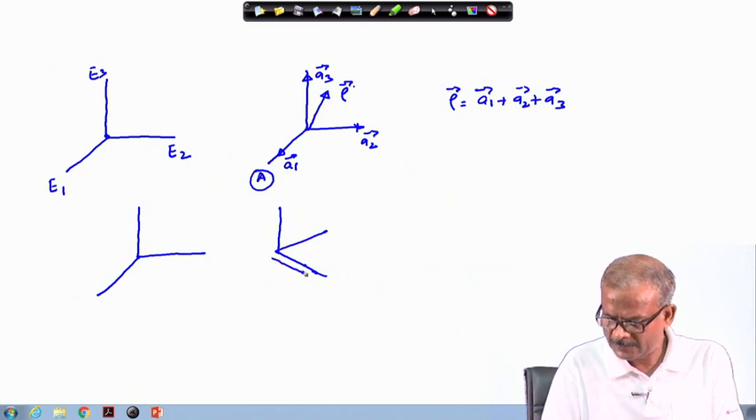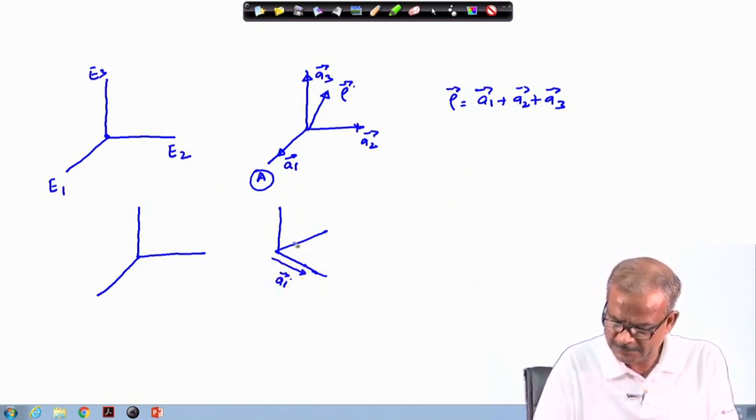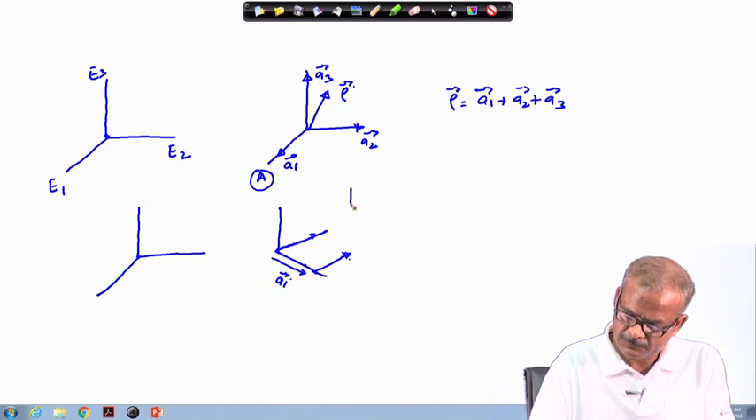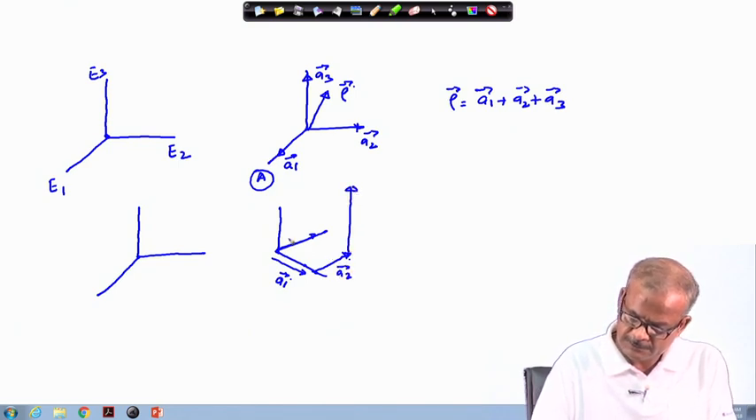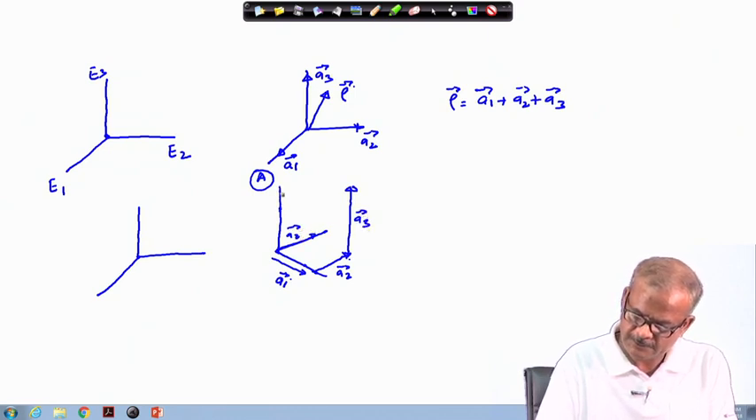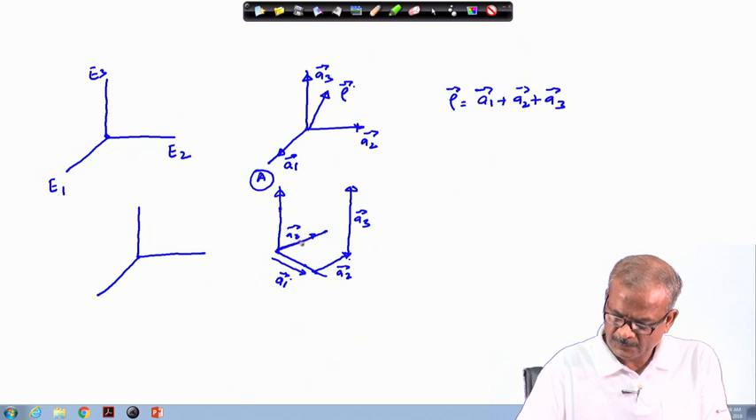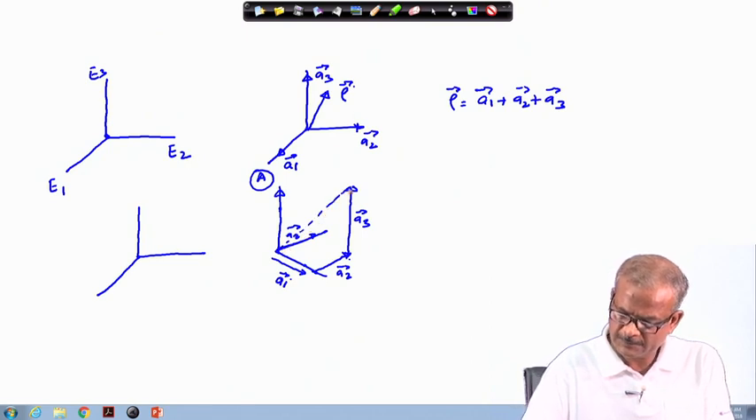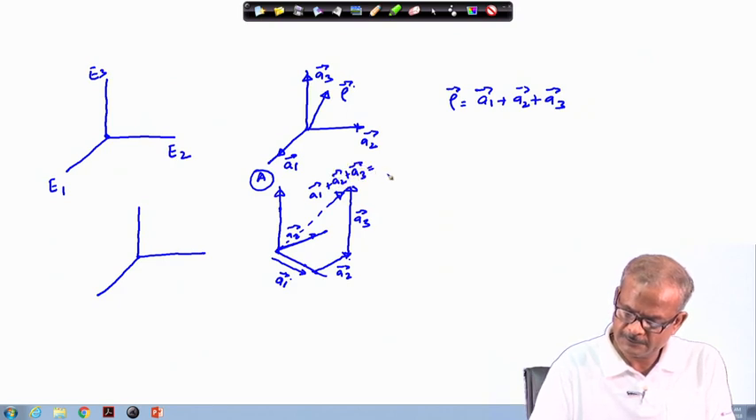Say along this direction you are measuring A 1, along this direction your A 2 is there. So, the parallel you can take from this place to this place and then go up. So, this is your A 2 here what you have shown, and this is A 3 which you are showing along this direction. And if you join from this place to this place, so this is your vector A 1 plus A 2 plus A 3, which you can write as rho.